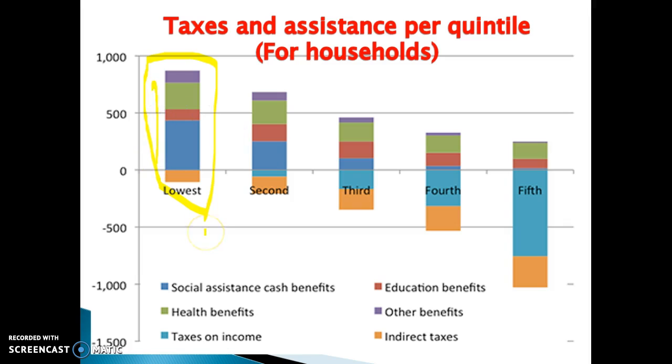So you can see this is the lowest quintile. In terms of the tax on their income, you can barely see it because they pay next to no income tax, where the second pay a little bit of income tax, and then because of our progressive tax system, it increases until you get to the fifth quintile. Most of the taxes that the low income earners pay is indirect taxes. So GST, petrol excise, cigarettes, tobacco.